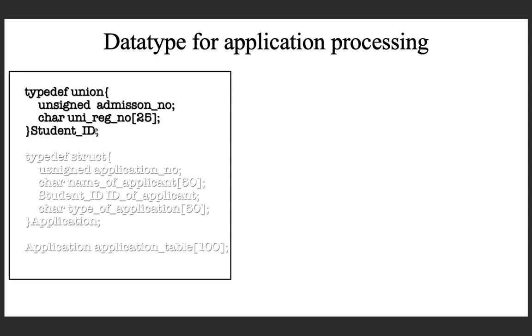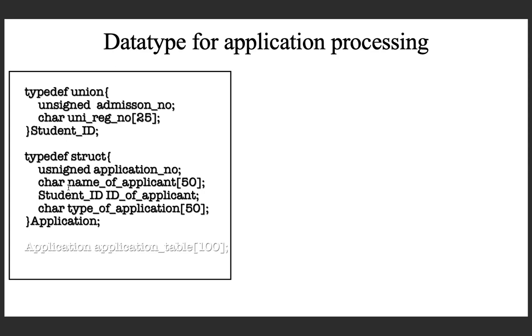Okay, now student ID is a union data type. So at a time, either admission number can be used or university register number can be used, not both. Now using this, I am going to create the details of a pending application.